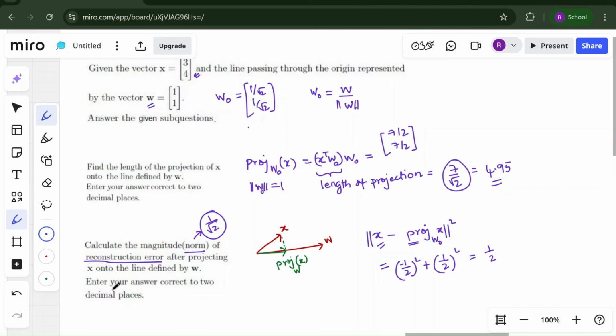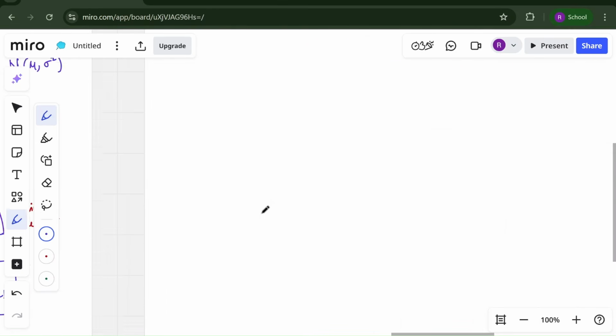Should that be a square root? Yes, that's why I wrote 1 by under root 2. This is the norm square, 1 by 2 is the norm square, and this is the norm. This is the answer.